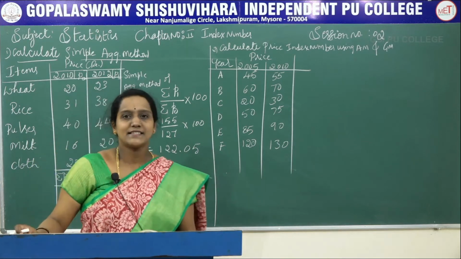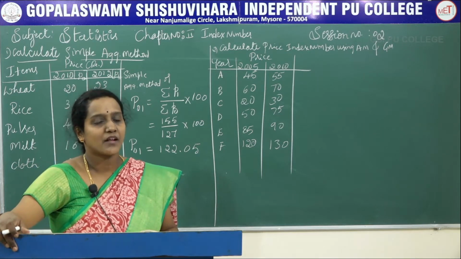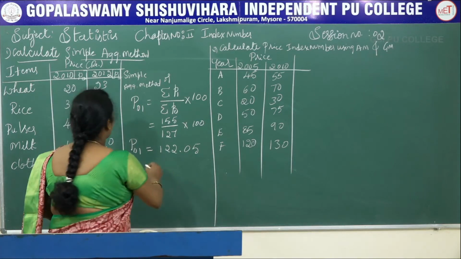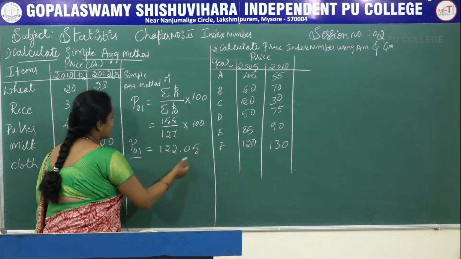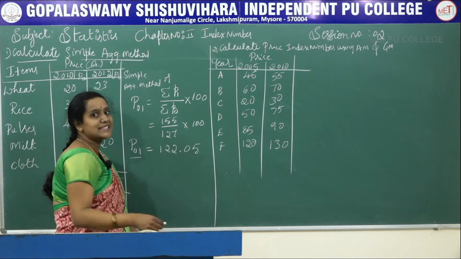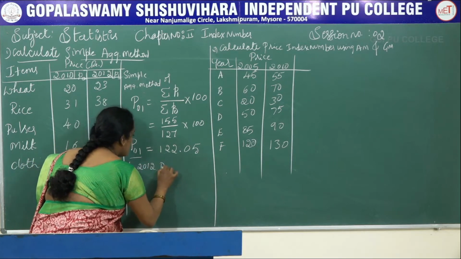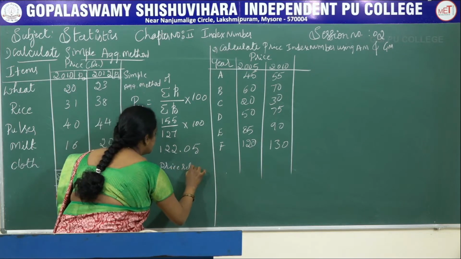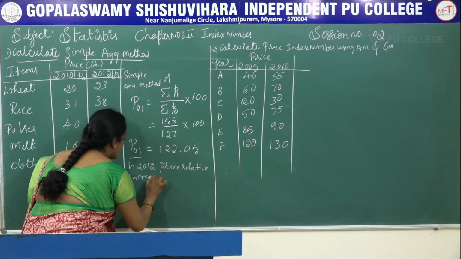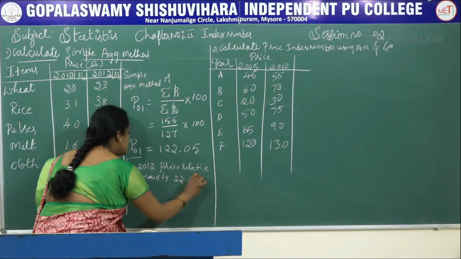We know that an index number will always be compared and commented on depending on the value we got. Here the price relative is 122.05. Comparing to 100, it is 22.05 increasing. That is, in 2012 the price relative increased by 22.05, and this is the comment.